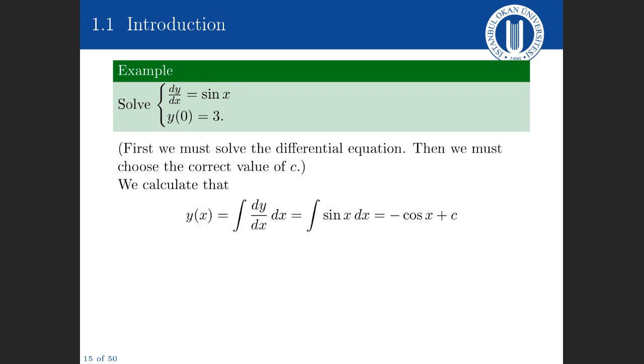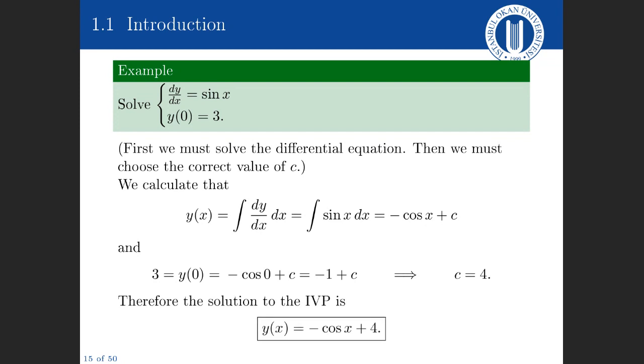So, just as we did the previous time, y is the integral of the derivative of y. Integral of sine, of course, is just minus cos x plus c. And then we take the initial condition, write this backwards, right? 3 is equal to y of 0. Y of 0 must be minus cos 0 plus c. And then we can see that we must have that c is equal to 4. So the solution to the initial value problem is minus cos x plus 4.